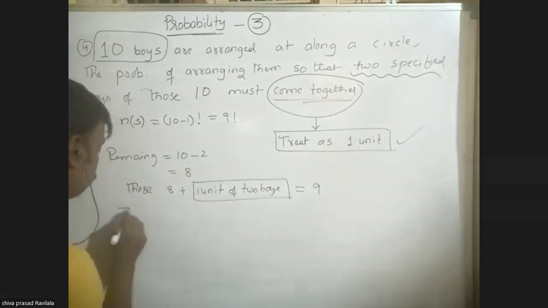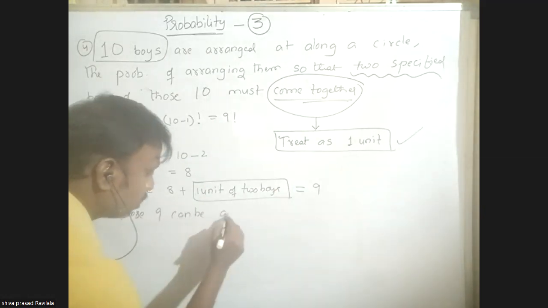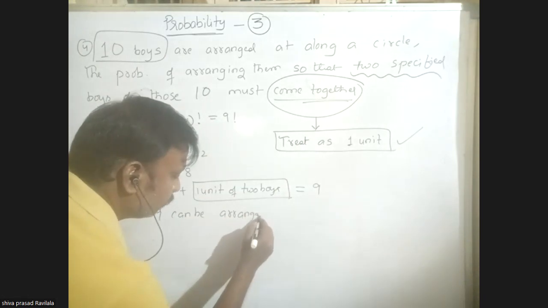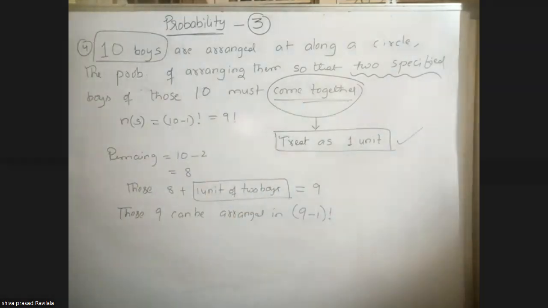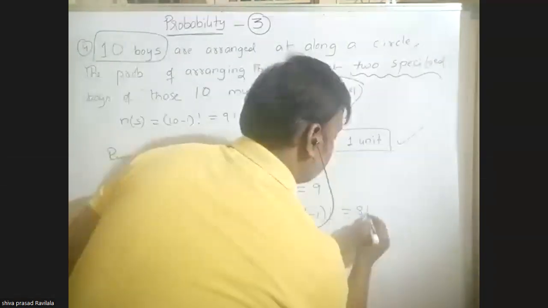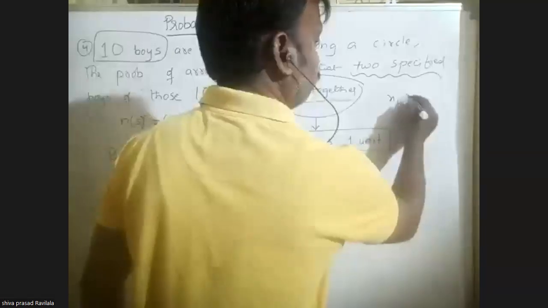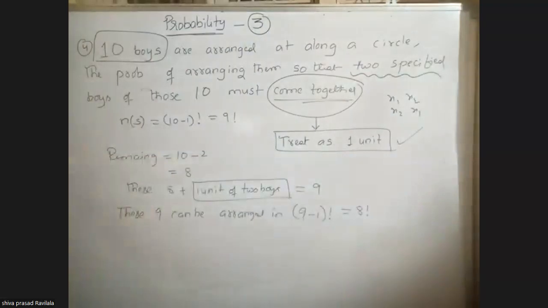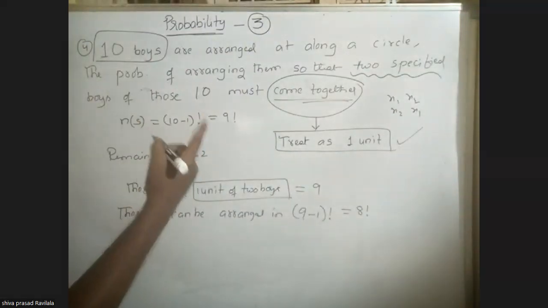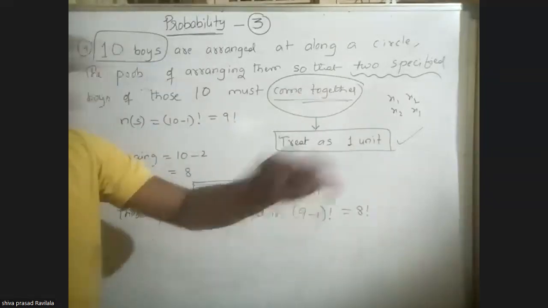These 9 can now be arranged in 9 minus 1 factorial, that is equal to 8 factorial. Now these two boys, among them, for example, there are two persons, x1 and x2. x1, x2 is one order, x2, x1 is another order. These two can be arranged in 2 factorial ways among themselves, left to right, right to left.